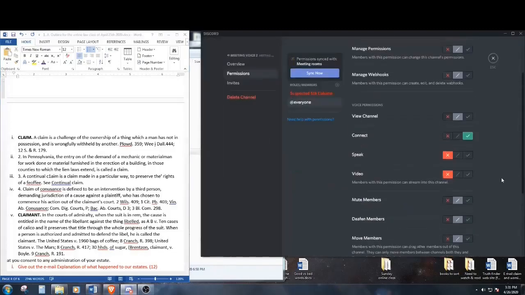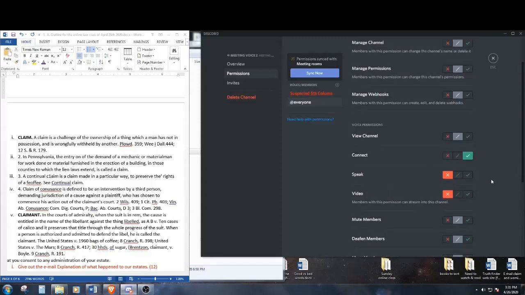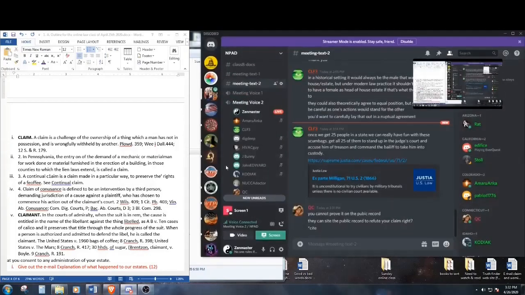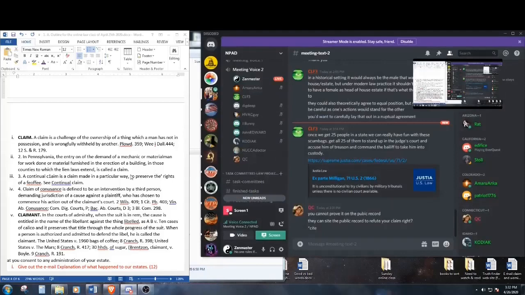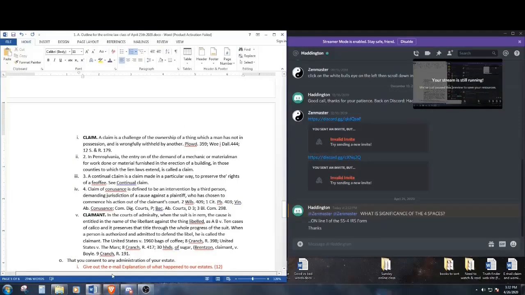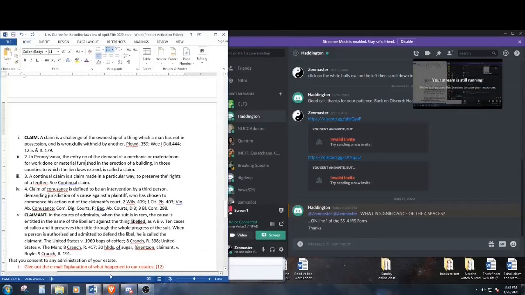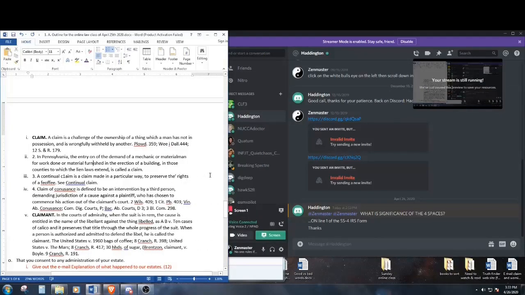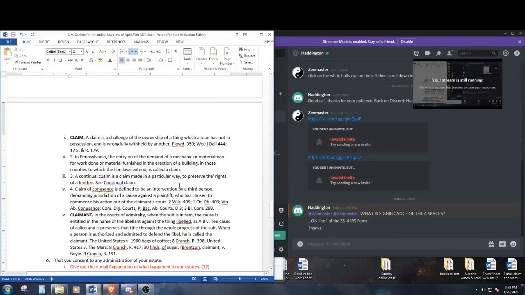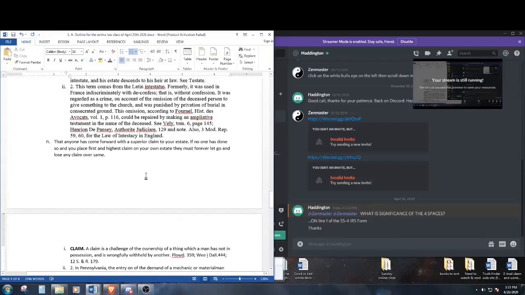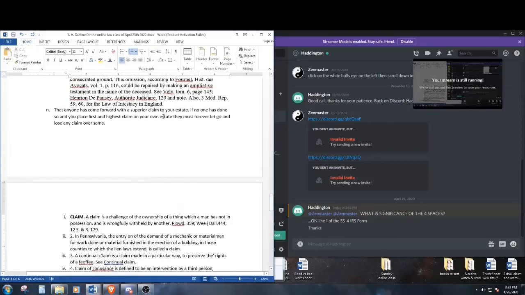As far as opening a formal probate proceeding, yes, you have to ask for formal probate and put the will formally before the court to prove that you are who you say you are. It's the settlement of the estate. It's an ex parte hearing. So you bring a claim, a challenge to the ownership of a thing which a man has not in his possession and is wrongfully withheld by another. They're wrongfully withholding your estate and the property thereof from you.